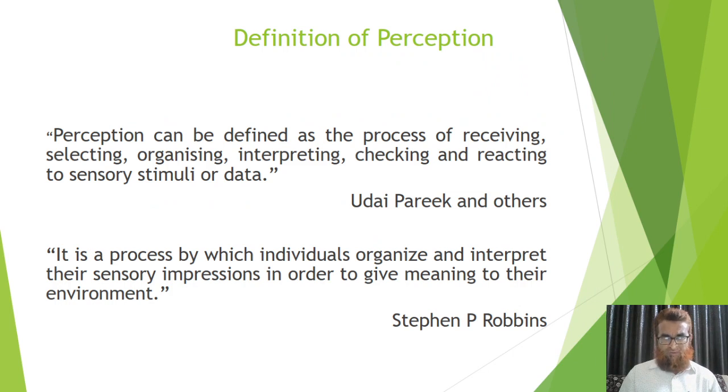Definition of perception. We will study some of the definitions here. According to Uday Parikh and others, perception can be defined as the process of receiving, selecting, organizing, interpreting, checking and reacting to sensory stimuli or data. According to Stephen P. Robbins, it is a process by which individuals organize and interpret their sensory impressions in order to give meaning to their environment.